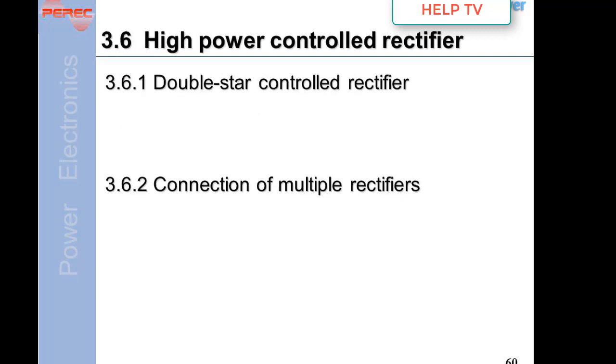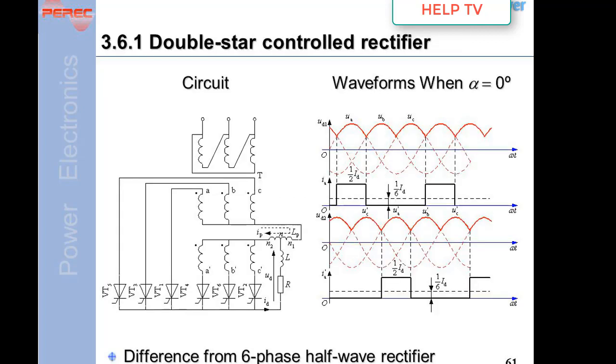Equation 3-96. 3.6 High-power controlled rectifiers. 3.6.1 Double-star controlled rectifier. 3.6.2 Connection of multiple rectifiers. 3.6.1 Double-star controlled rectifier.